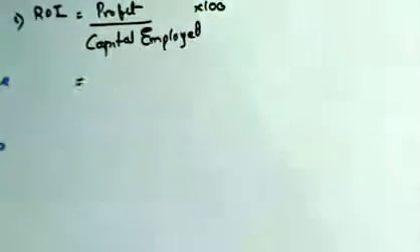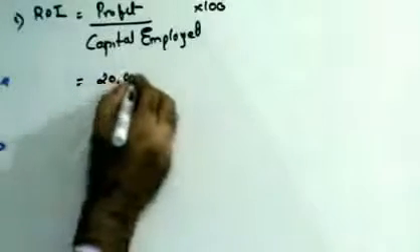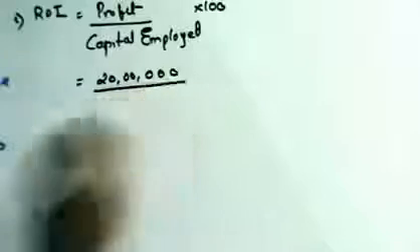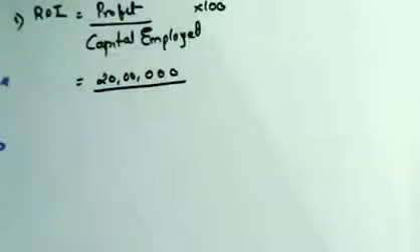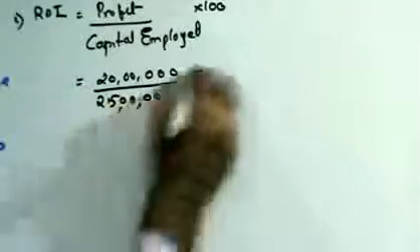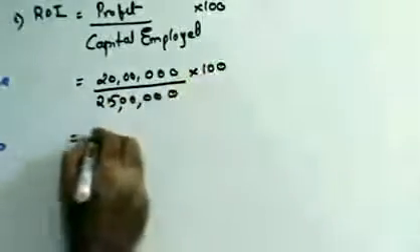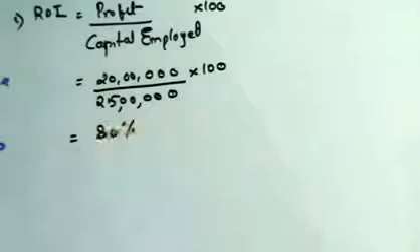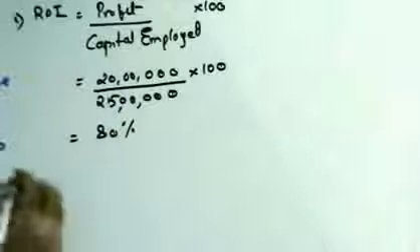Profit is your income. Income is given to me as 20 lakhs. Capital employed is given to you as 25 lakhs. Into 100. Someone please help me. 80%. Is 80%. Right? Next, let's find out for division C.